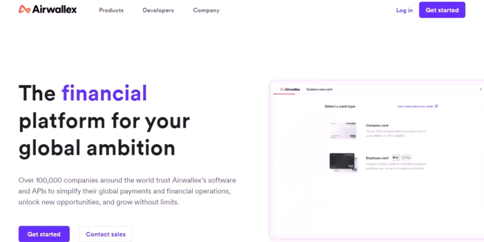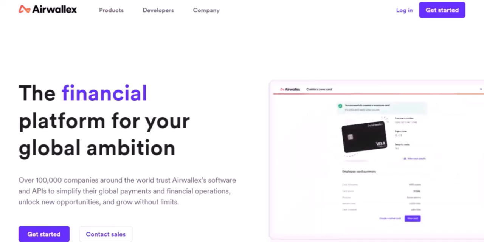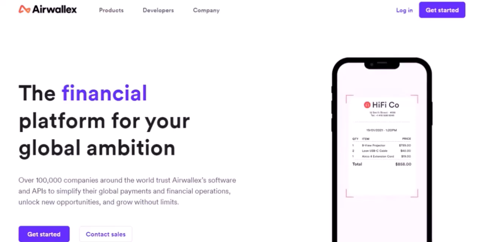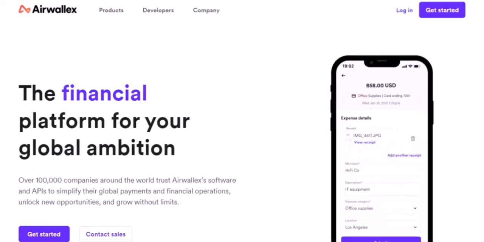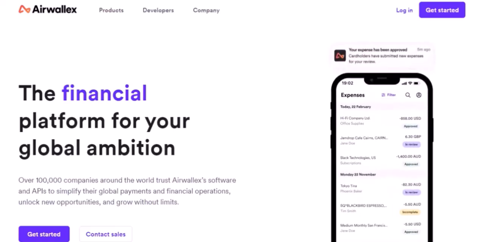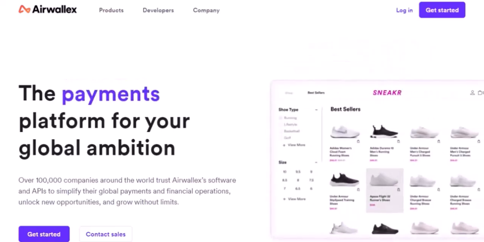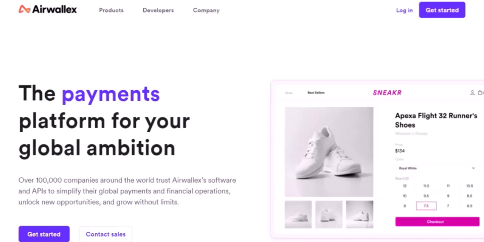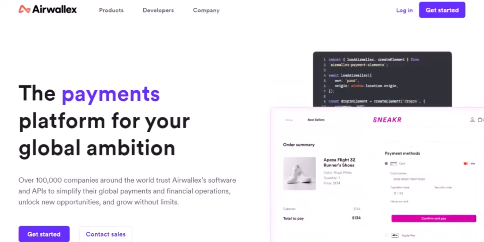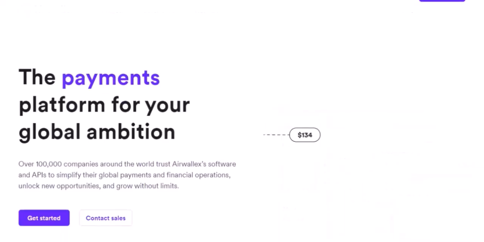Withdrawal methods. Local bank transfers. This is usually the most common and straightforward method. You typically initiate a withdrawal within the Airwallex platform, selecting your local bank account as the destination. The funds are then transferred directly to your account, usually within a specific time frame, which can vary depending on your location and the receiving bank.